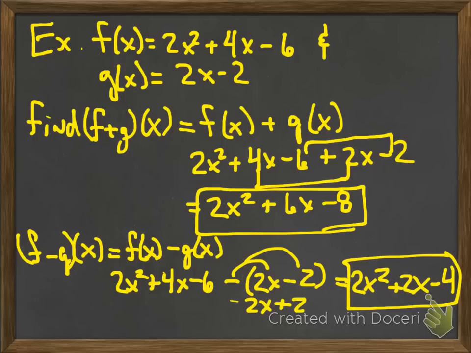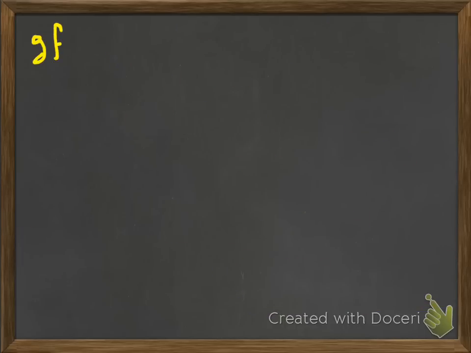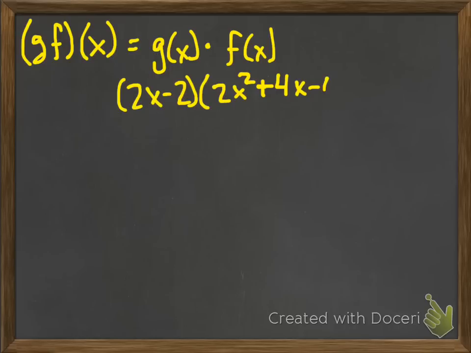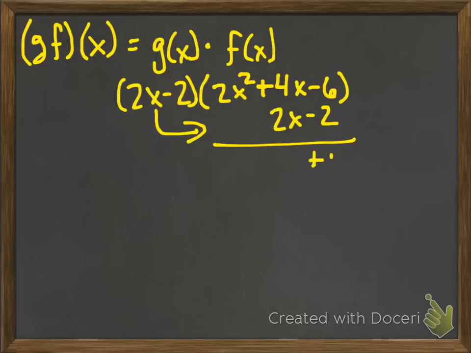Again, this should be stuff that's fairly easy. Just combining like terms shouldn't be that hard. Multiplication. Now we're going to do g of x times f of x. And again, here you're just multiplying: distributive property, vertical multiplication, however you want to do it. You know me, I like to do vertical multiplication, so that's what I'm going to do. So I'm going to multiply here. Negative 2 times negative 6 is positive 12. Negative 2 times 4x is negative 8x. Negative 2 times 2x squared becomes negative 4x squared.